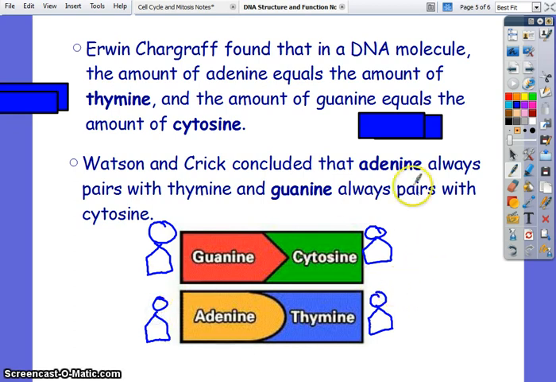An easy way to remember the base pairs: you have your straight line letters, A and T, that always go together, and then your curved letters will always go together. So if there's an A, it's going to match with T. If there's a T, it'll match with A. If there's a G, it'll match with C. If there's a C, it'll match with G.